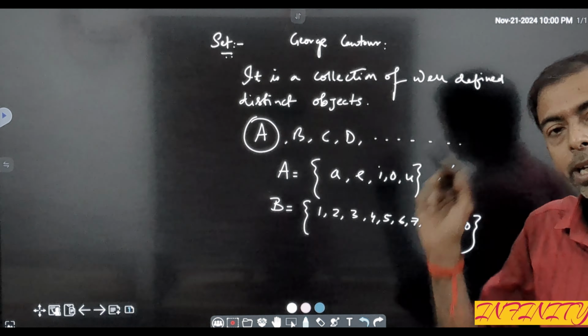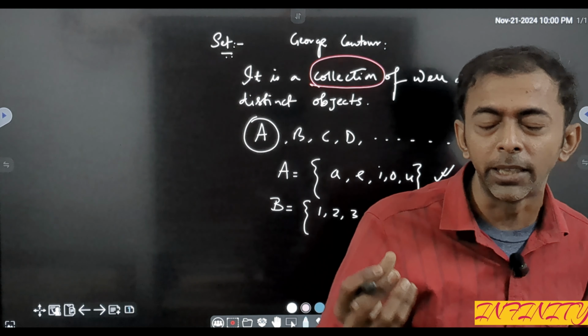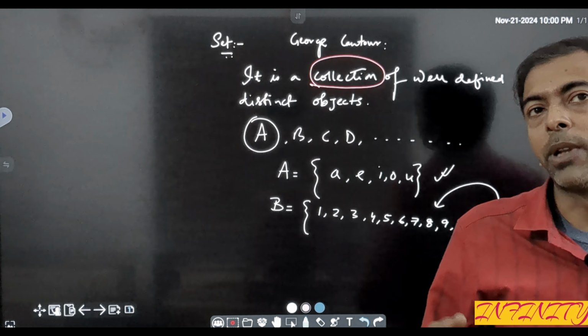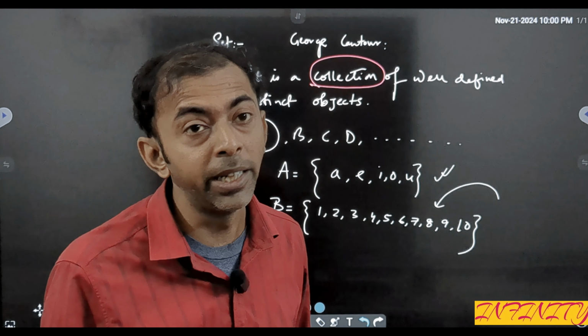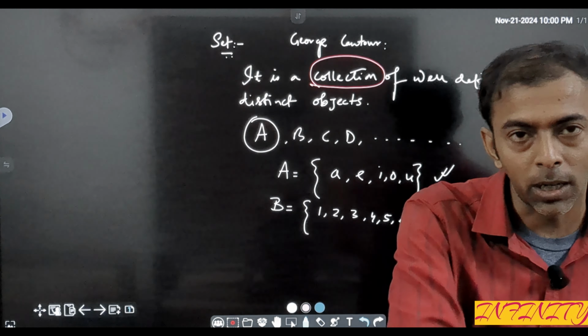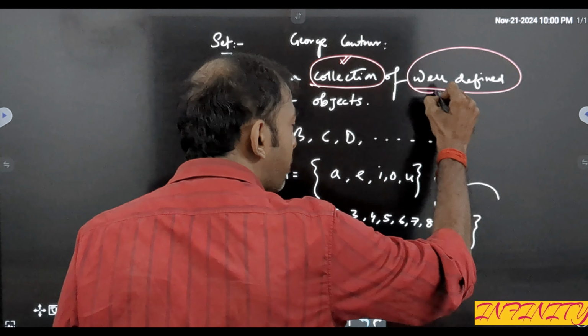So there are some things we need to know about it. Definitely it's a collection. Set is a collection. You need to collect some things. We may consider a collection of some numbers, some real numbers, some integers, all planets in our solar system, all cities in India, all continents on the earth. So this is actually a type of collection, and it needs to be a well-defined collection.